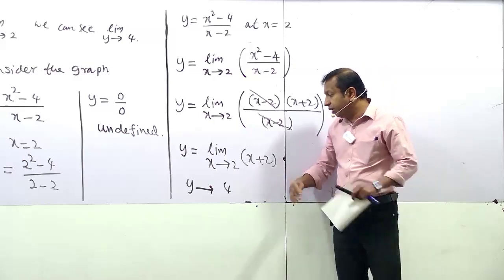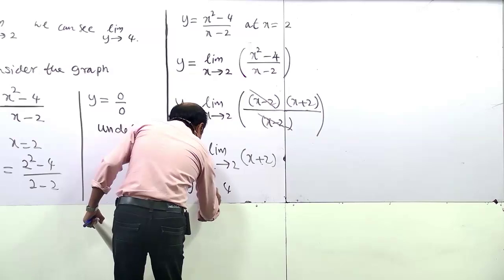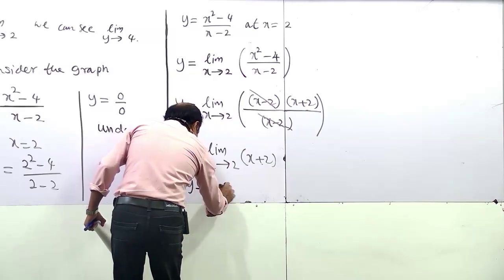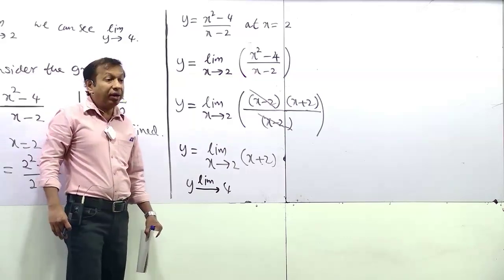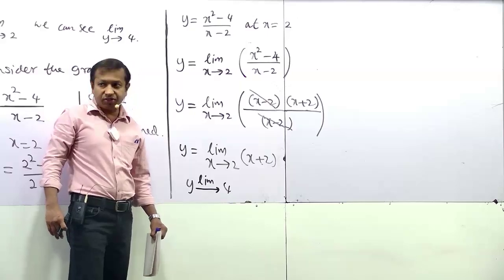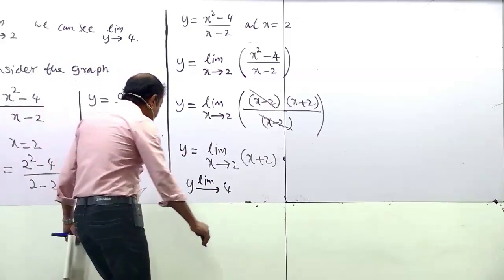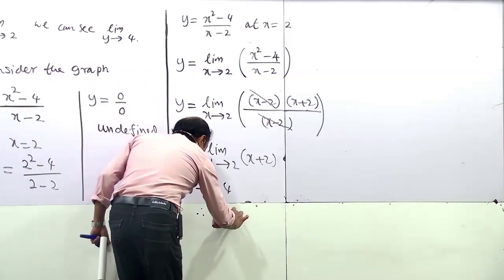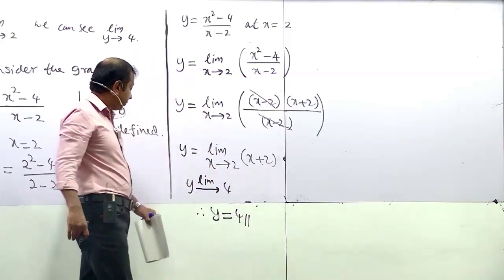Okay? Then this we write how? Y going to 4. Right? Write down like this. Y limit going to 4. Okay? This is the correct way of writing that. But we write this as y 4 putting an equal sign. Doesn't matter, you get marks for this. Right? Therefore, y equals 4. This is how we evaluate.